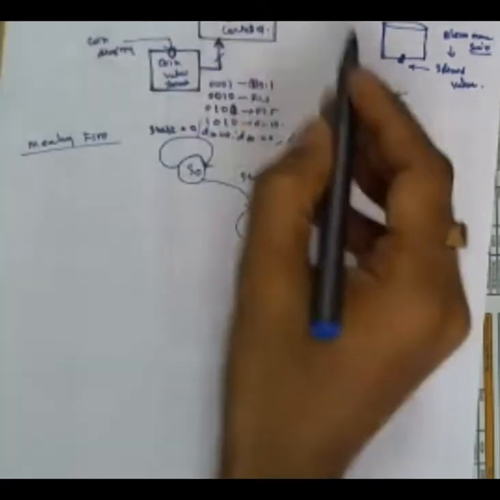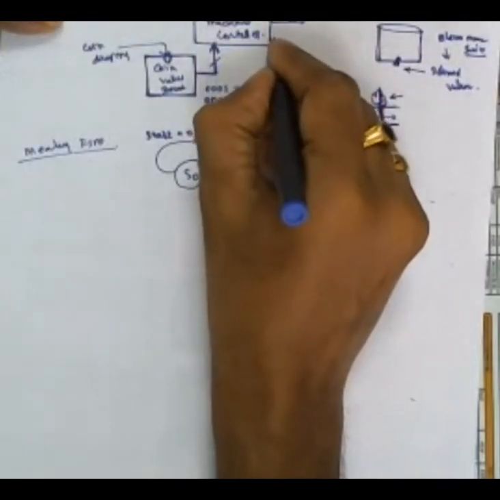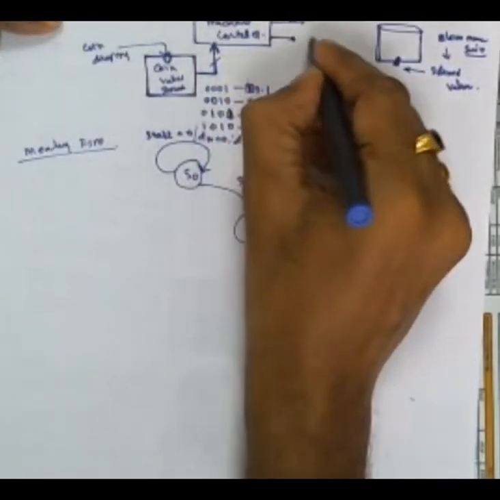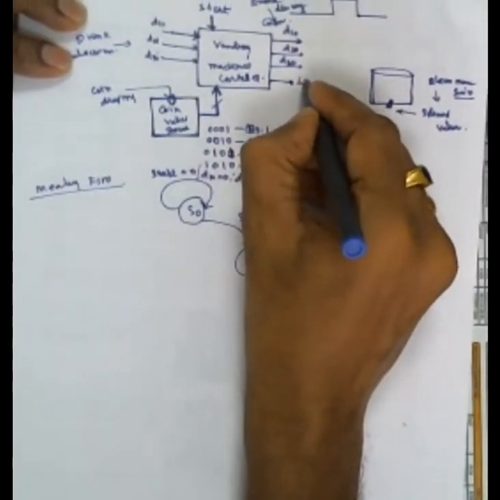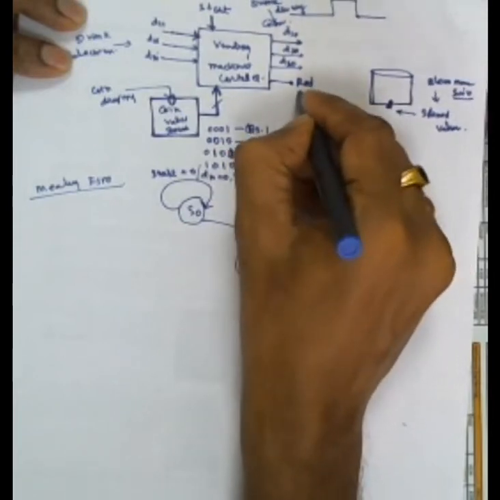Correct? I have to look for the coin inputs now. When I'm looking for the coin input, if 1 rupee is coming, then I have to go to another state and look for further coins. In order to indicate to the user, I am displaying one green color LED here, or red color LED here.